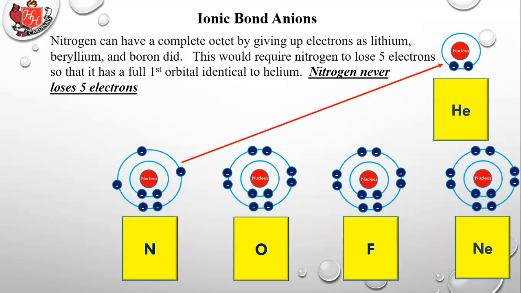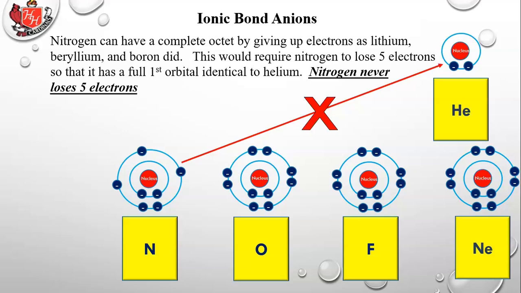So nitrogen. Nitrogen can have a complete octet by giving up electrons as lithium, beryllium, and boron did. This would require nitrogen to lose 5 electrons. You can see it has 5 electrons in the second orbital, so that it has a full first orbital identical to helium. But nitrogen will never do this.